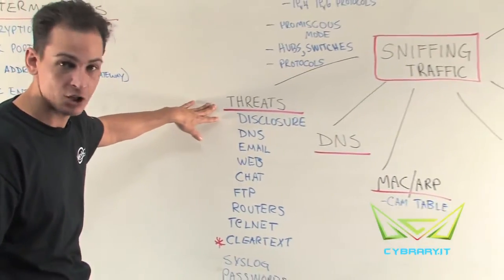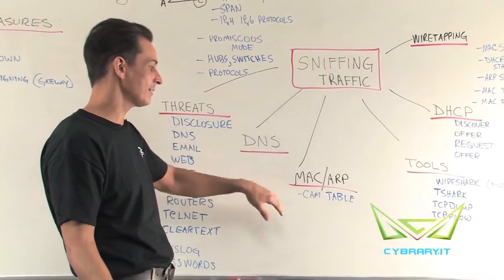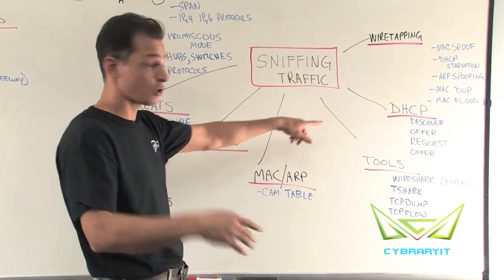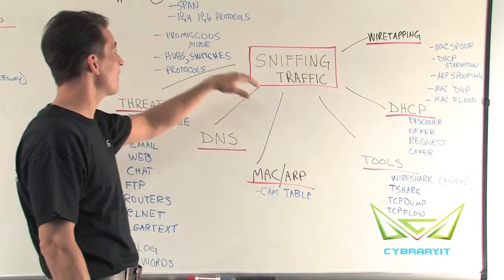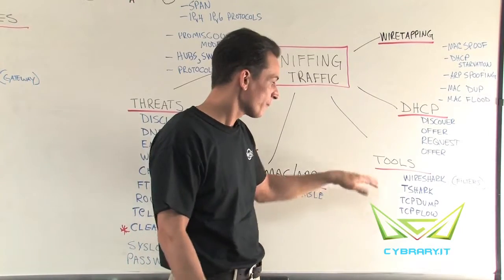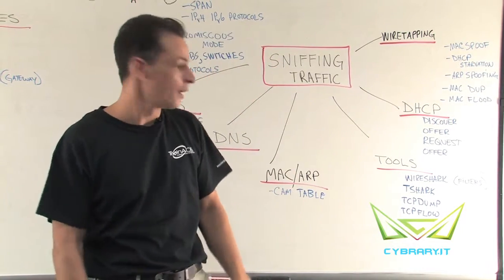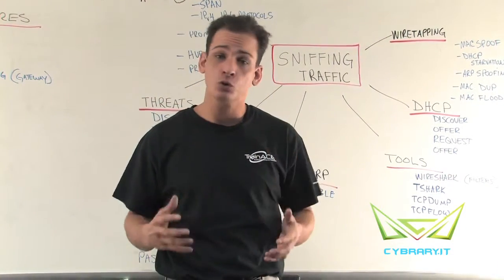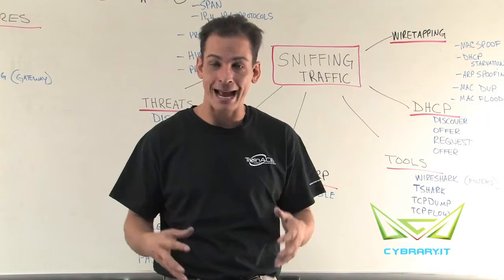We've talked about the potential threats. We've talked about the most common things that we go after, DNS, MAC and ARP responses, DHCP, because you can learn about the different hosts on the network. The basic concepts of wiretapping and concepts in general. But when we do the hands-on examples, we're actually going to be focusing on tools like Wireshark, TShark, tcpdump, tcpflow, and things like that. These are going to be absolutely critical for the penetration tester to absolutely master.